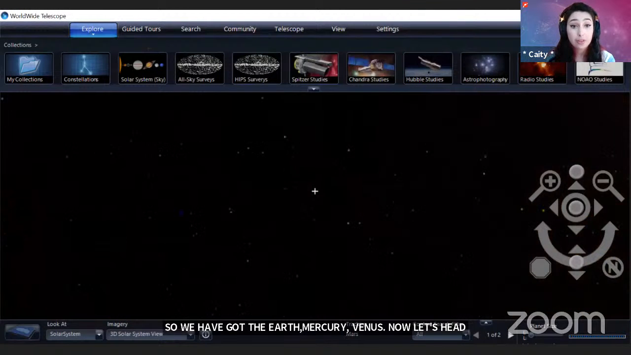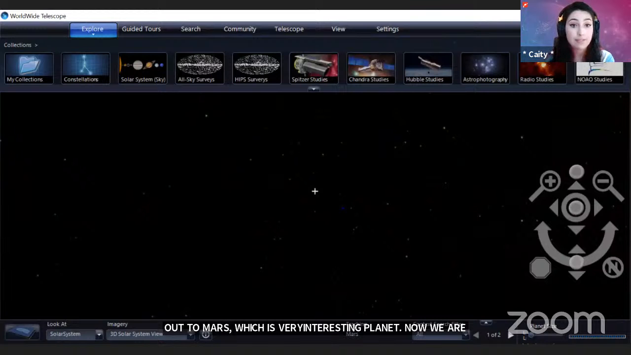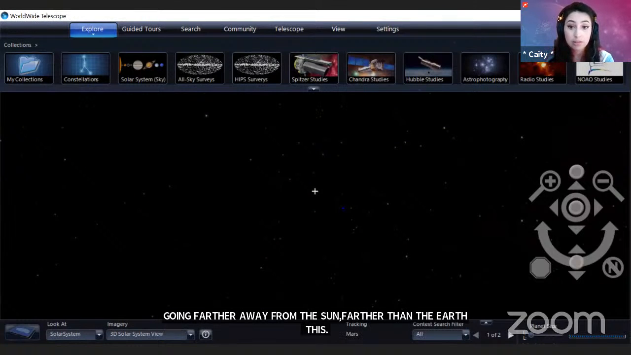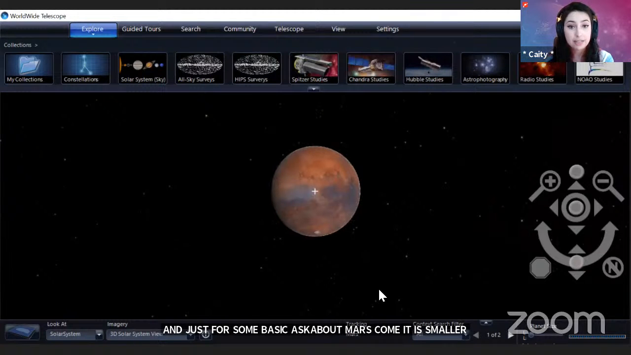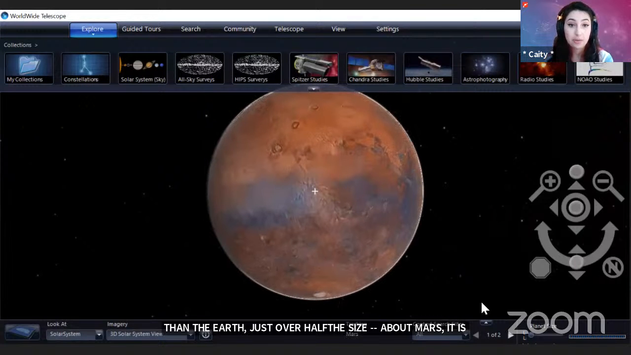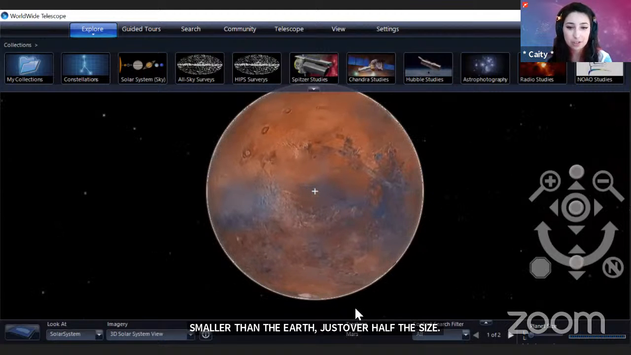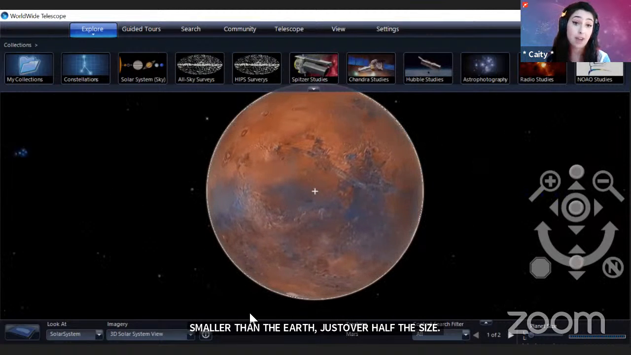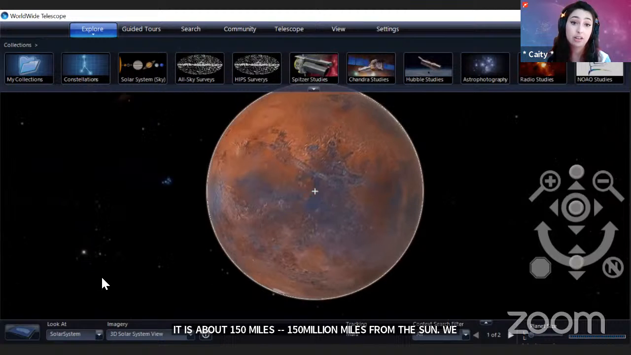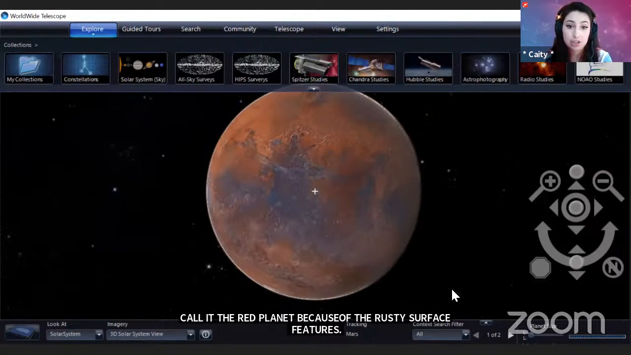So now we're going farther away from the sun, farther than the Earth is. And just for some basic facts about Mars, it is smaller than the Earth. It's just over half the size of Earth. And it's about 150 million miles away from the sun. And here we are. We lovingly call it the red planet because of its kind of rusty surface features. It does have a lot of iron in the crust, so the iron combined with the teeny tiny atmosphere that Mars has makes it have this reddish color.